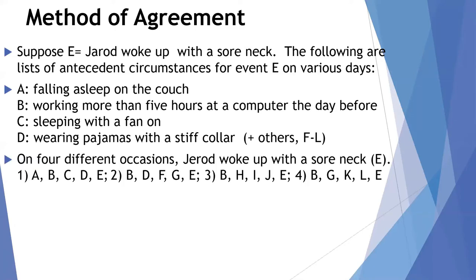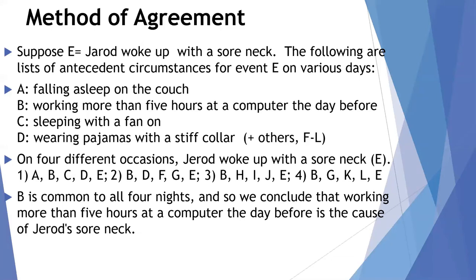On four different occasions, we have Jared waking up with a sore neck, so he goes back and thinks about the preceding antecedent circumstances that occurred on those four occasions. If we see our list, one through four, we see that B is showing up on every occasion. So B is common to all four nights. None of the other factors that he considered was common to all four nights. And so we conclude that working more than 5 hours at a computer the day before is the cause of Jared's sore neck. So that's a simple everyday type of use of this method.